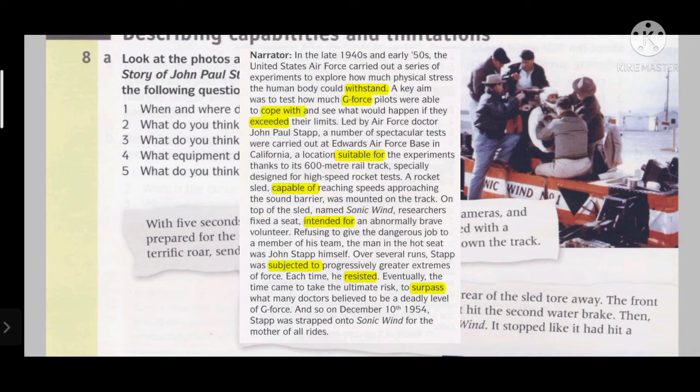On top of the sled, named Sonic Wind, researchers fixed a seat, intended for an abnormally brave volunteer. Refusing to give the dangerous job to a member of his team, the man in the hot seat was John Stapp himself. Over several runs, Stapp was subjected to progressively greater extremes of force. Each time he resisted. Eventually, the time came to take the ultimate risk, to surpass what many doctors believed to be a deadly level of G-force. And so, on December 10th, 1954, Stapp was strapped onto Sonic Wind for the mother of all rides.